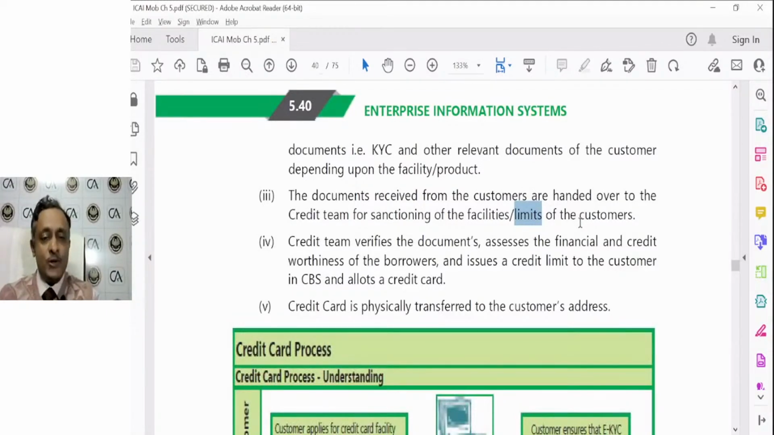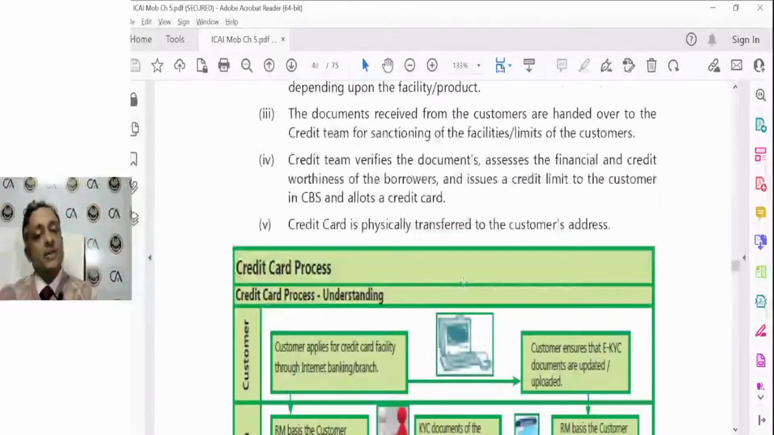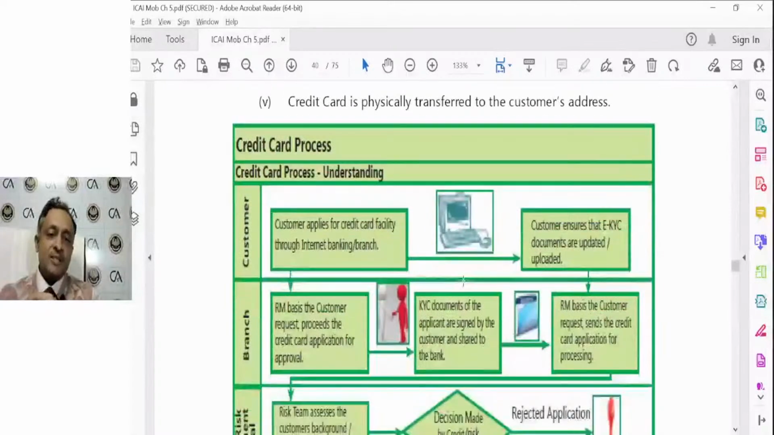That is why I told you that we'll add something more to this credit card. A lot of technology innovations have been brought. Okay. Then your documents are verified. The credit team verifies the documents, assesses the financial and credit worthiness of the borrower, issues a credit limit to the customer in the core banking system and dispatches the credit card. The credit card is then physically transferred to the customer's address. So here is the process.